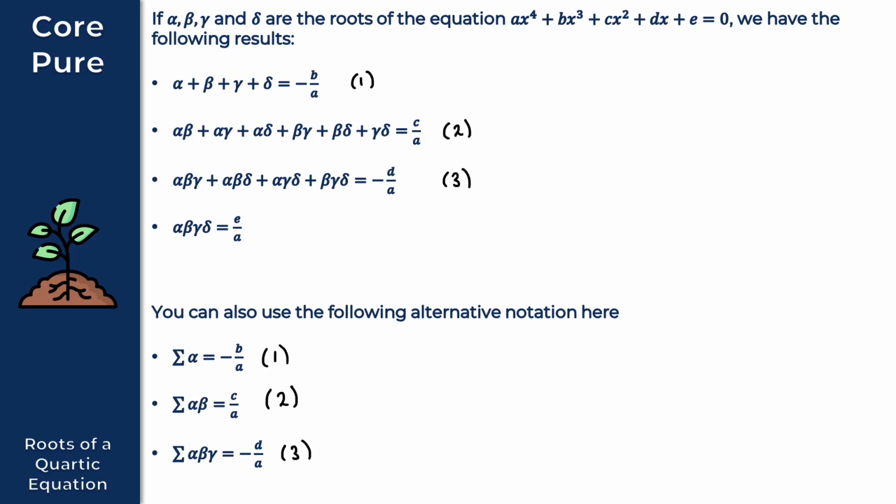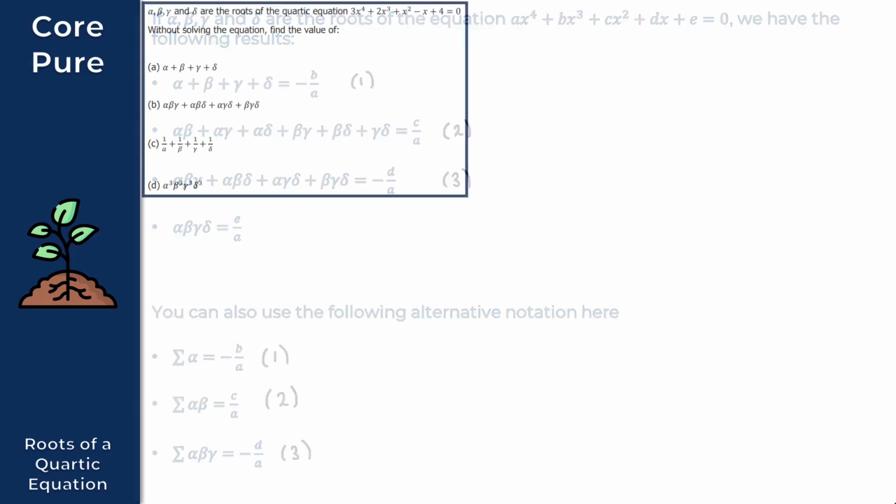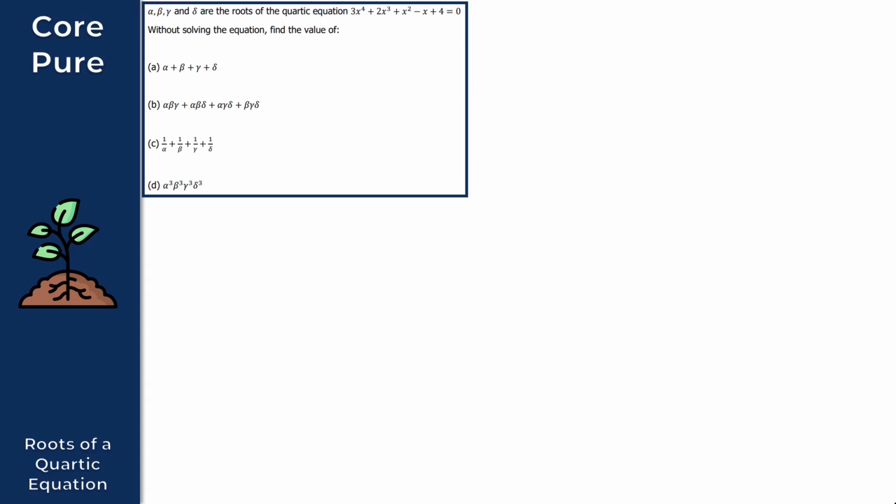Let's take a look now at one practice question. So let's take a look at this practice question here for the roots of a quartic equation. As we can see, alpha, beta, gamma, and delta are the roots of the following quartic equation. Now as the question says, without solving the equation, find the value of the following. So we've got part A, part B, part C, and finally part D. Let's begin with part A.